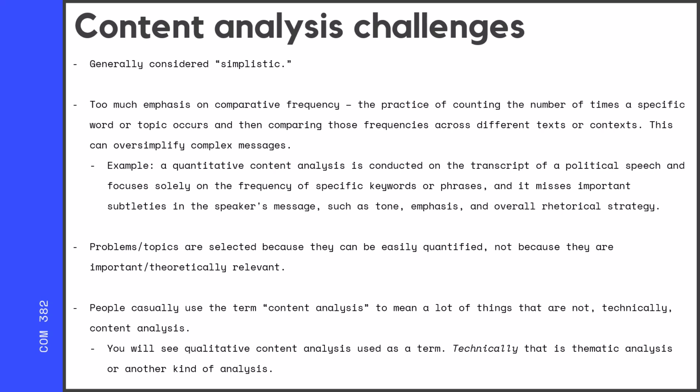Also, the problems or topics that people look at in content analysis are chosen because they can be quantified. It's not necessarily because they're really important to society. Another slightly annoying thing is that people use this term content analysis to mean a lot of things that are not technically content analysis. So you'll see qualitative content analysis uses a term that should be called thematic analysis probably. So that's just a little annoying when you're searching around for things.